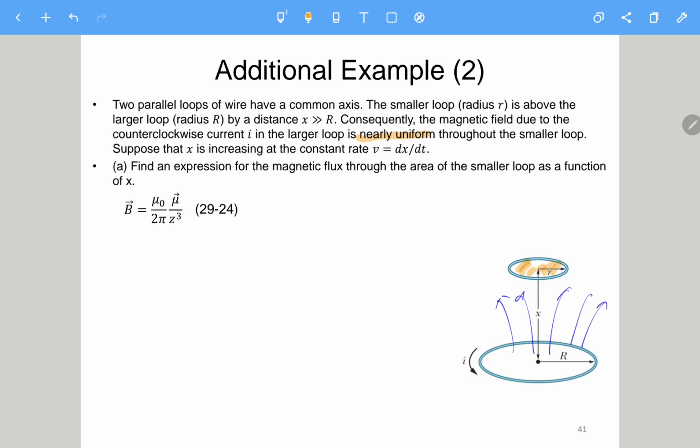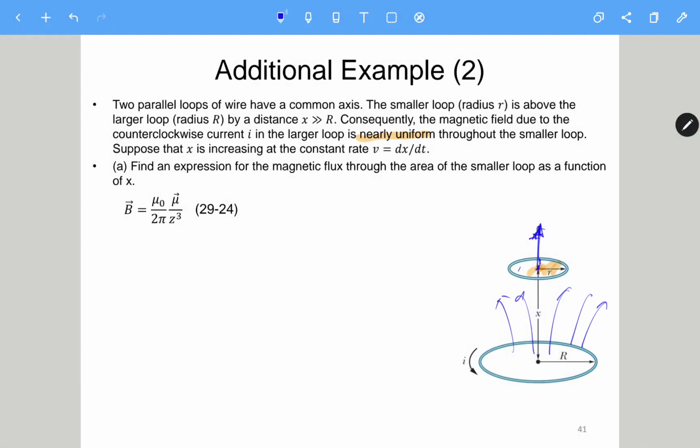We assume that the B field here is uniform. Of course, it is not so. But if we assume that x is much larger than r, then we can approximate it to be uniform. So we just pick B at the center point. It may be easy to calculate, but we may not be able to easily calculate the B field at other points. We just do this approximation so that we have this B at the center and multiply by the cross-section area to make the magnetic flux calculation possible to be hand calculated.